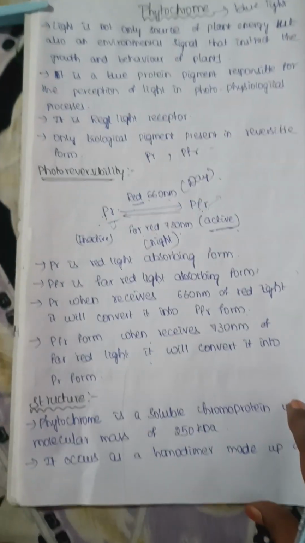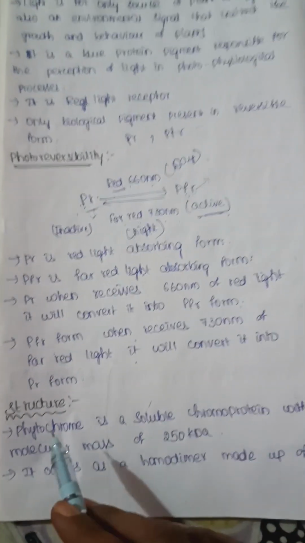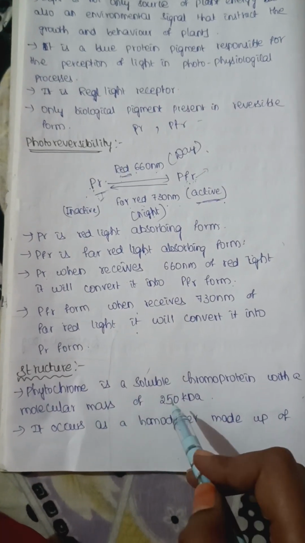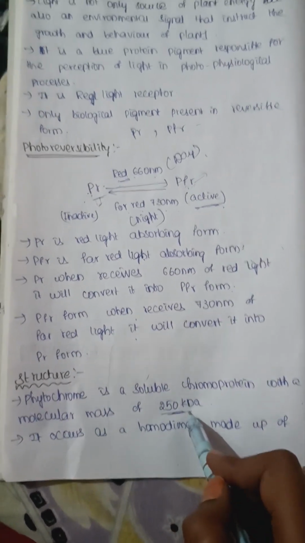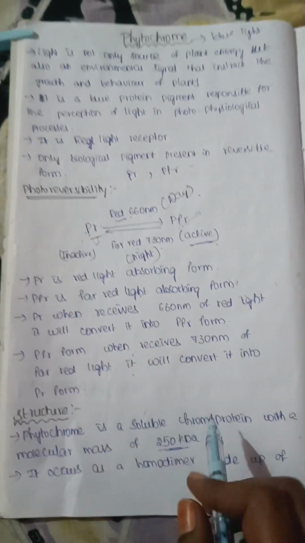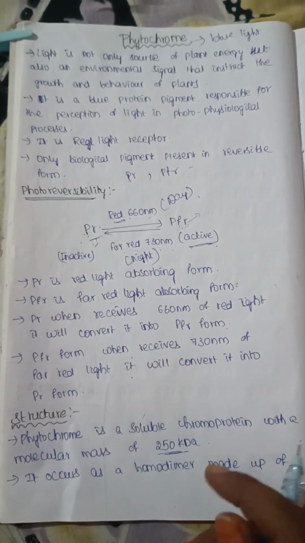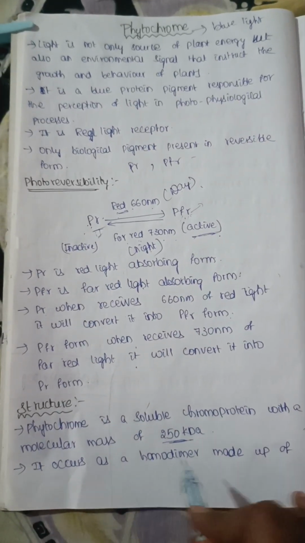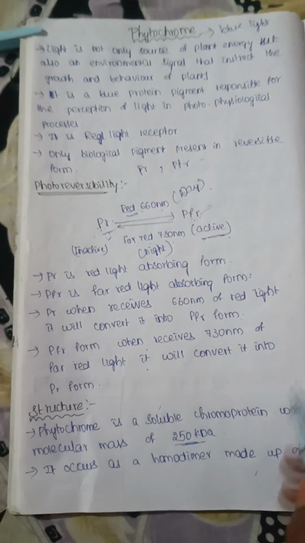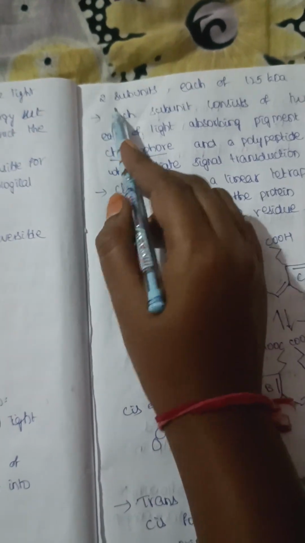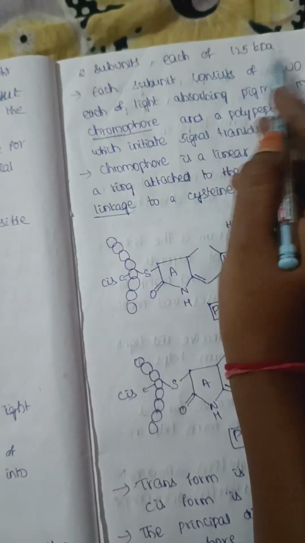Coming to the structure, phytochrome is a soluble chromoprotein with a molecular mass of 250 kilodaltons. It occurs as a homodimer made up of two subunits, each of 125 kilodaltons.